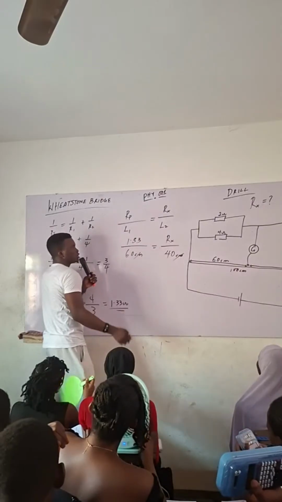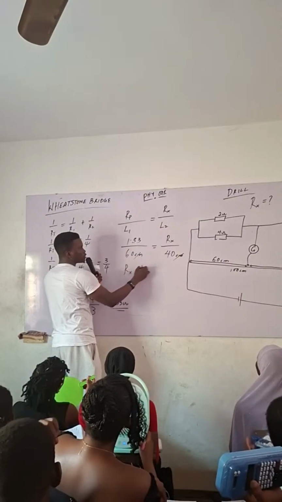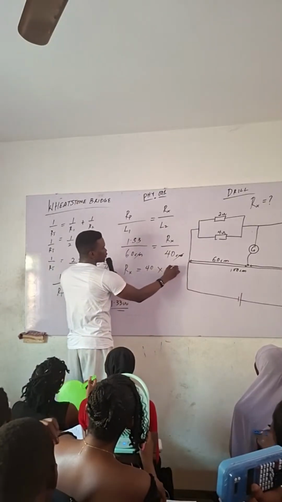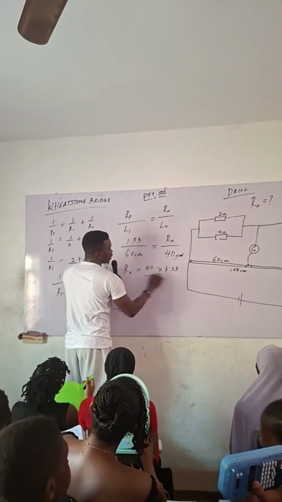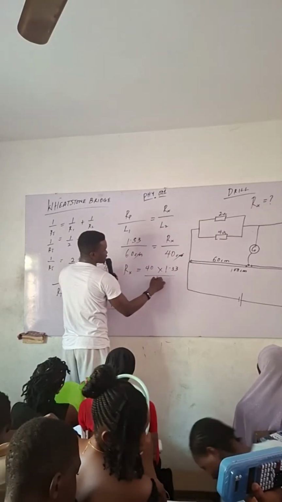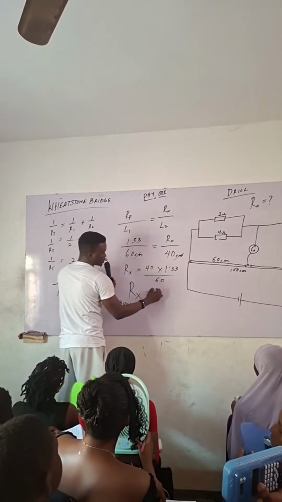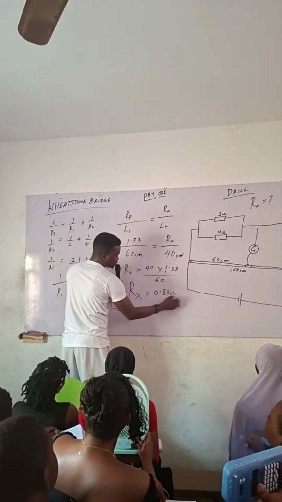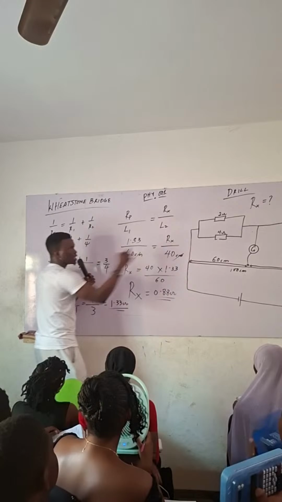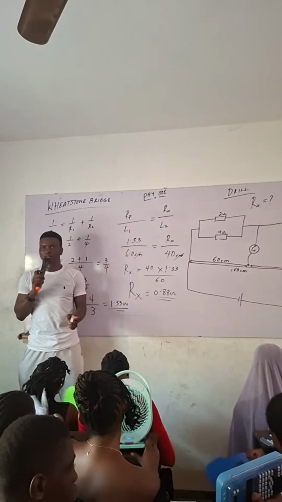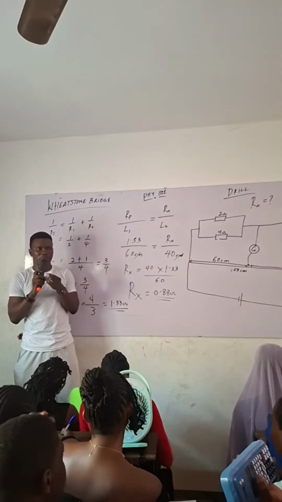So now Rx is eventually going to be 40 times 1.33 all over 60. So what would that give you? 0.88 ohms. So the resistance of that material is 0.88 ohms. Are we clear? Oh yeah, everybody write this question.